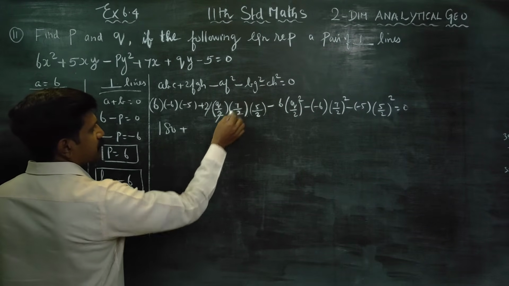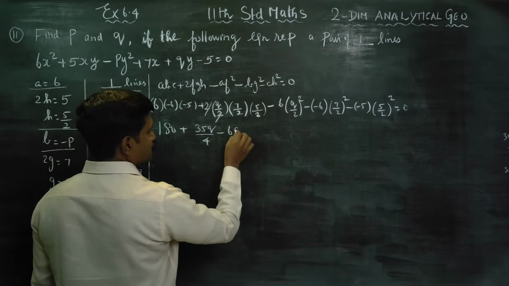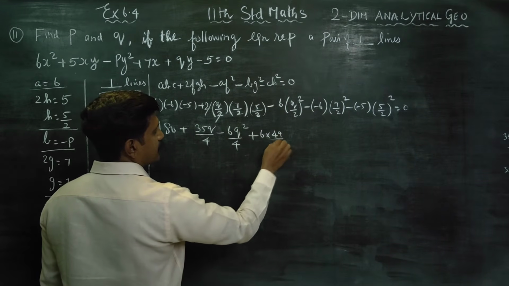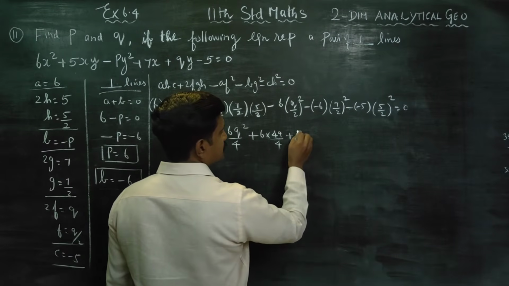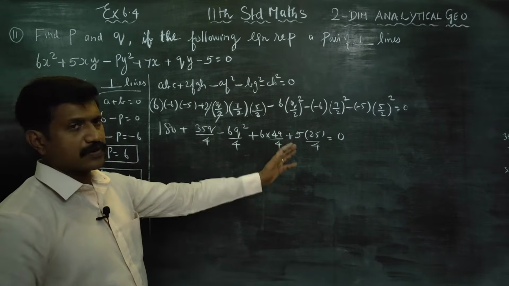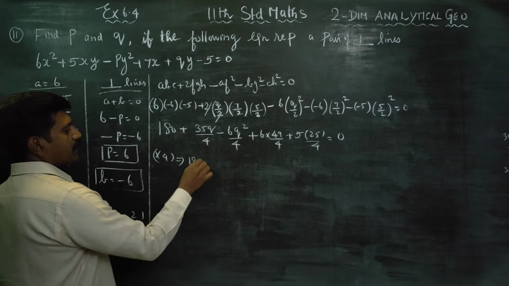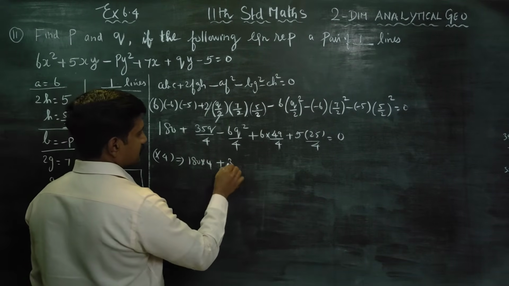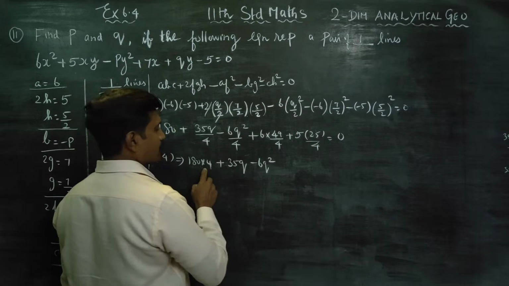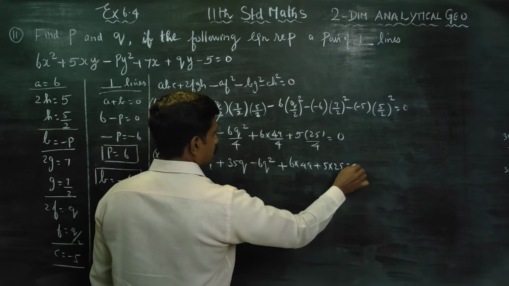Cancel these two. 7 5s are 35q by 2, 2s are 4, minus 6. This becomes q square by 4, minus into minus plus 6 into 49 by 4, minus into minus becomes plus 5 into 25 by 4 is equal to 0. Since everything has 4 in the denominator, just multiply fully by 4. Then you will be getting 180 into 4, 35q, minus 6q square. All the 4s cancel; only here will an extra 4 come. Plus 6 into 49 plus 5 into 25 is equal to 0.